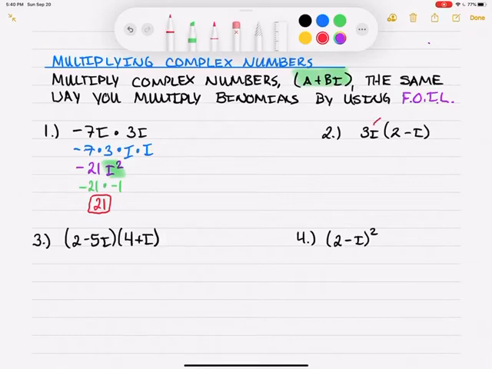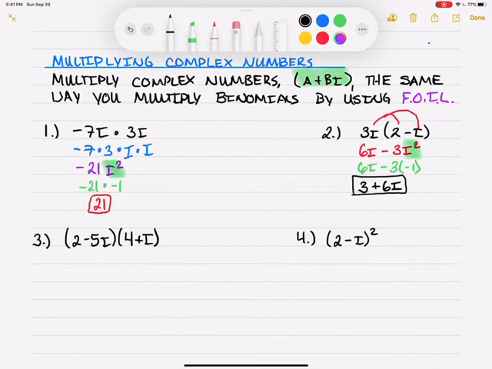In example 2, I need to distribute that 3i. So I have 3i times 2, which is 6i, and 3i times negative i, which is negative 3i squared. Again, we're trying to remember here that i squared is equal to negative 1, so this will be 6i minus 3 times negative 1. And 3 times negative 1 is going to be positive 3, which we're going to pull out front, so positive 3, and then I also have a positive 6i. This is the proper way to write a complex number.